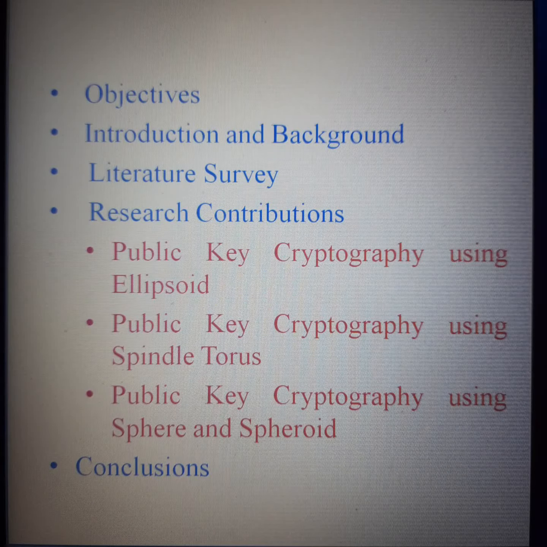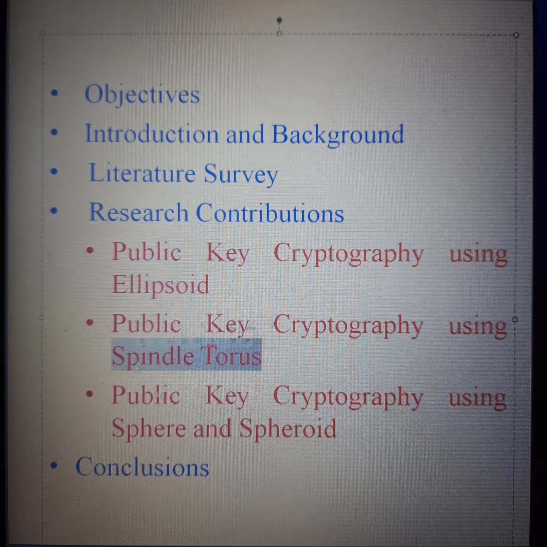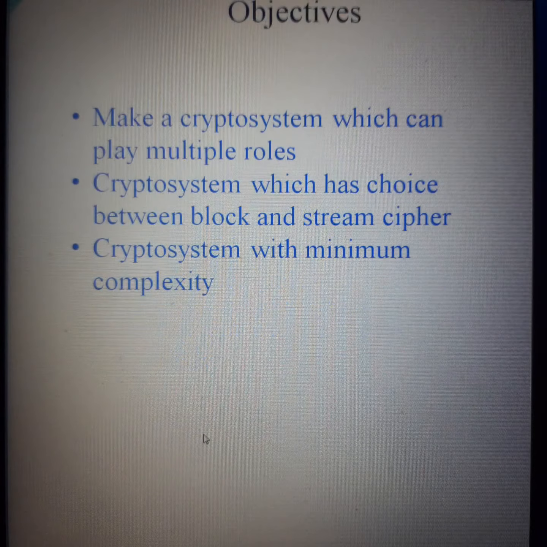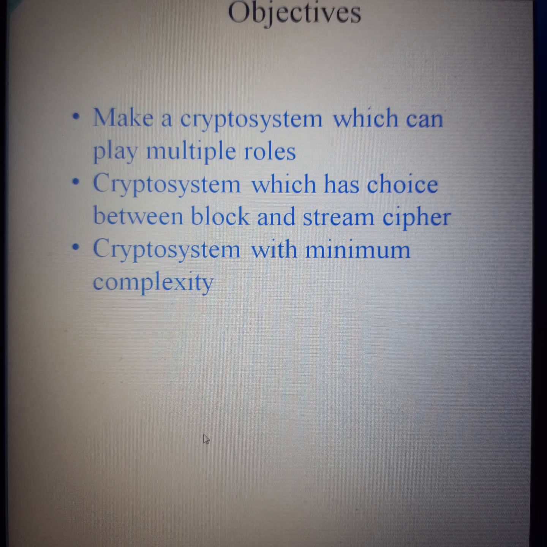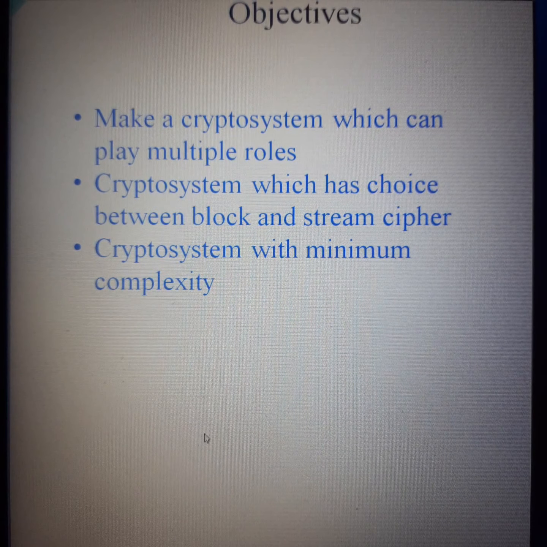Today I will be discussing the mathematical details of 3D cryptography. 3D surfaces: already I have told you that we will be using three different types of surfaces: ellipsoid, spindle, torus and spheroid. So our objective was to create a crypto system which can work as both block cipher and stream cipher, and the mathematical complexity should be very low for that crypto system. It should be of the order of O(n²).